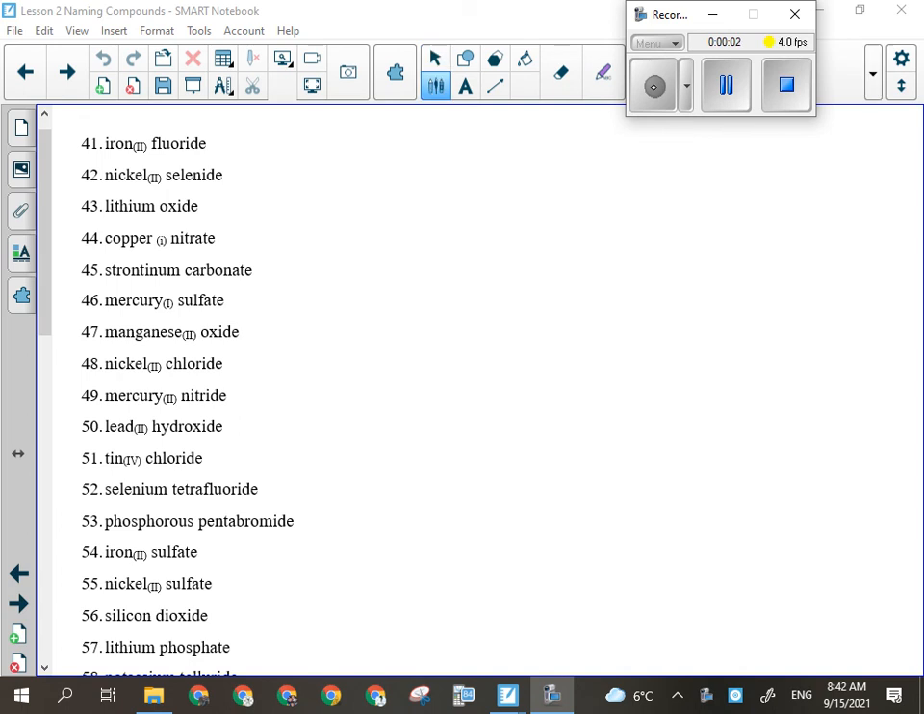Okay, so if I want to go from the name of a chemical to its formula, what's the first thing I need to decide? Ionic or molecular? I need to decide whether it's ionic or molecular. All right, what are some ways that I can tell the difference?